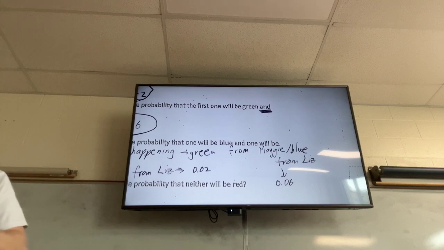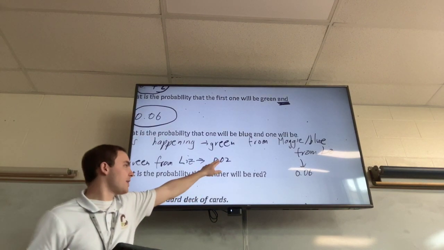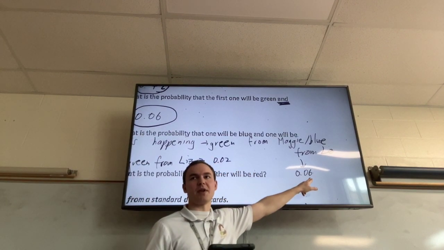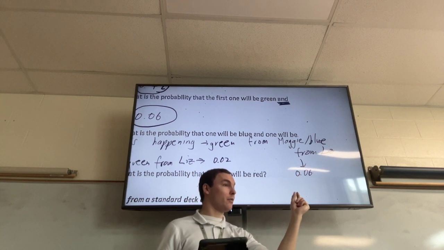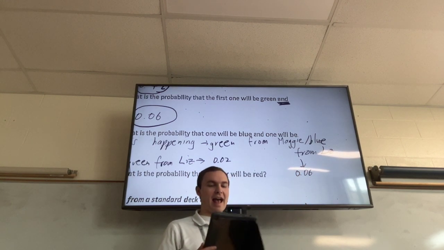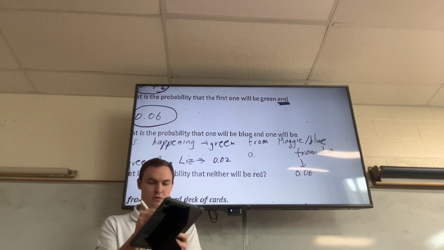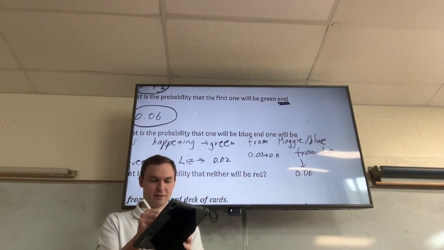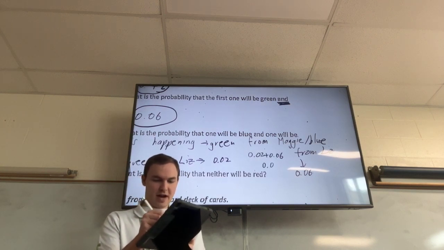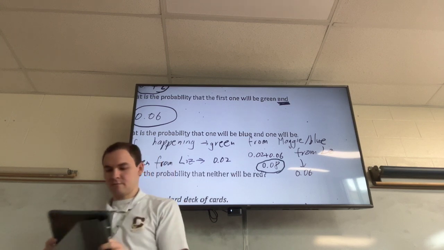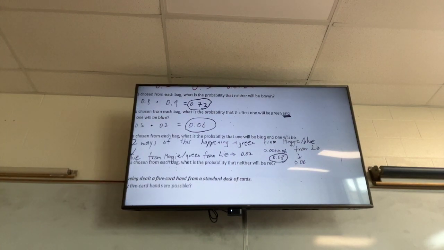So we want the total probability of either the first situation happening or the second situation happening, right? Or, what do I do with "or"? I add. So it's 0.02 plus 0.06, which is 0.08. 8% chance. Okay, all right, that's because there are two different ways of that happening. That make sense?